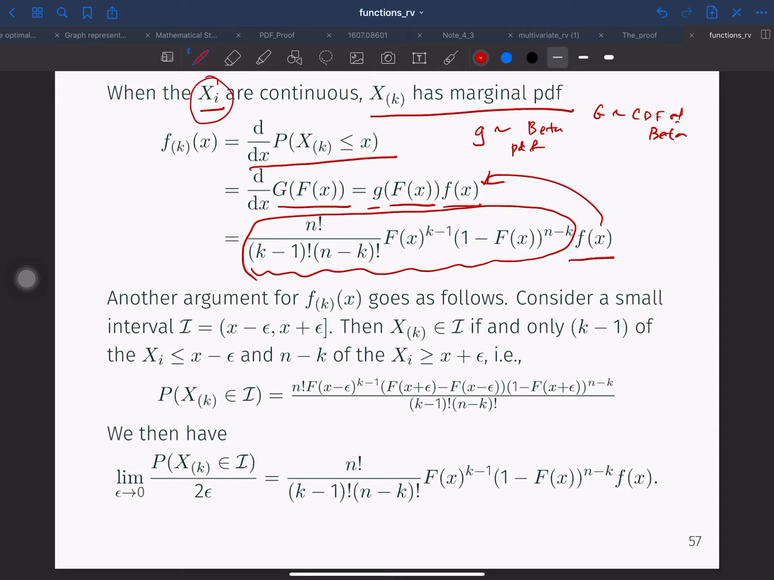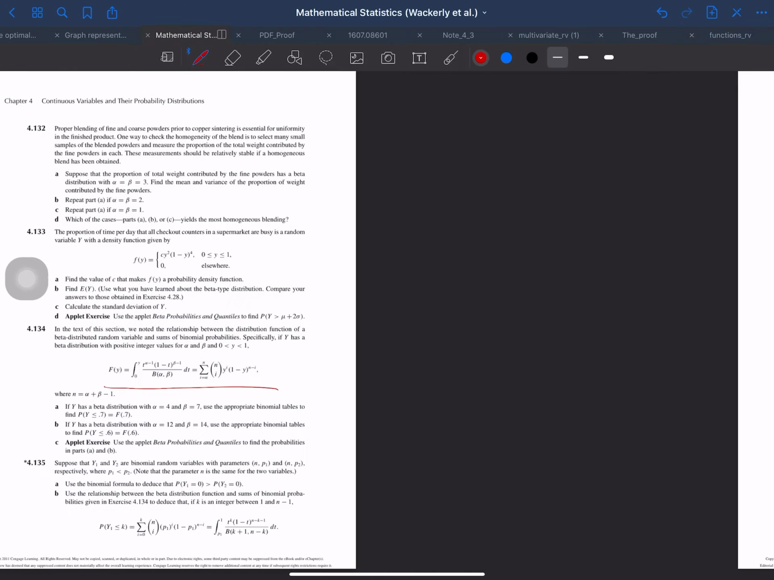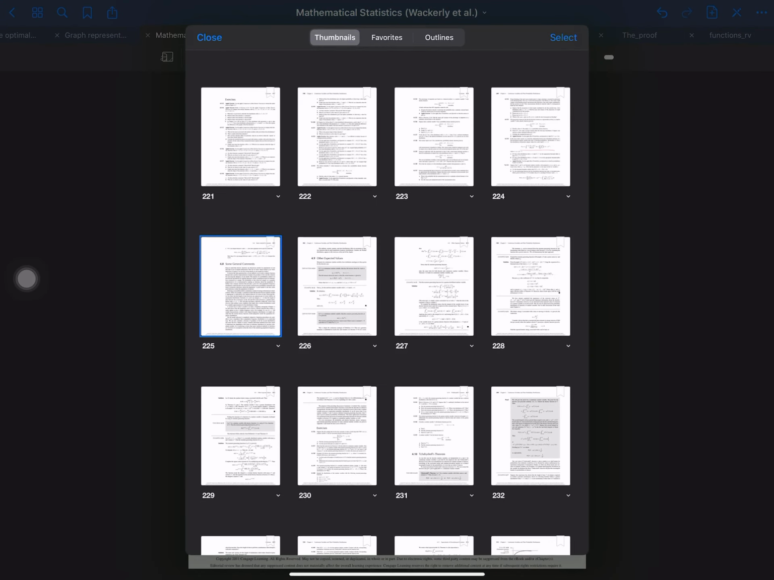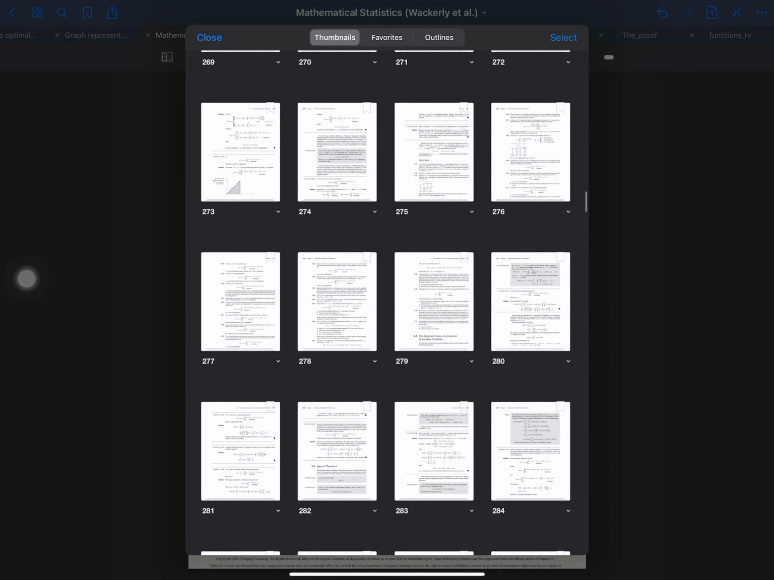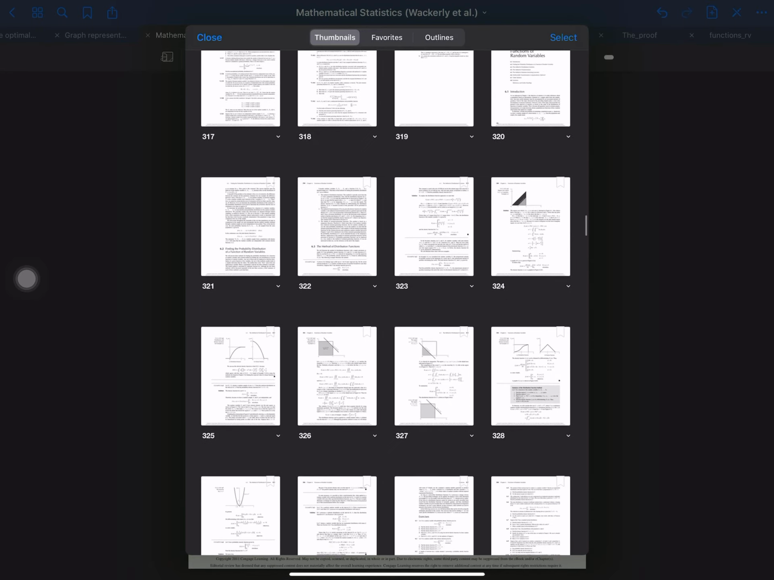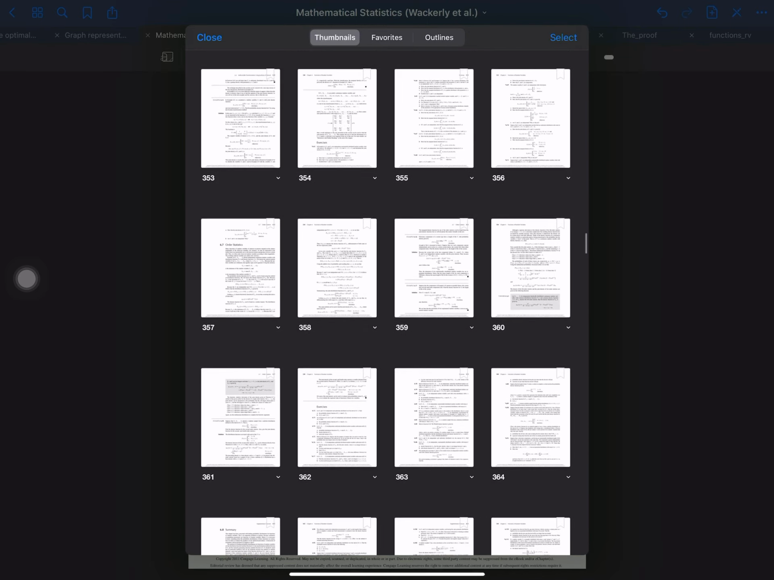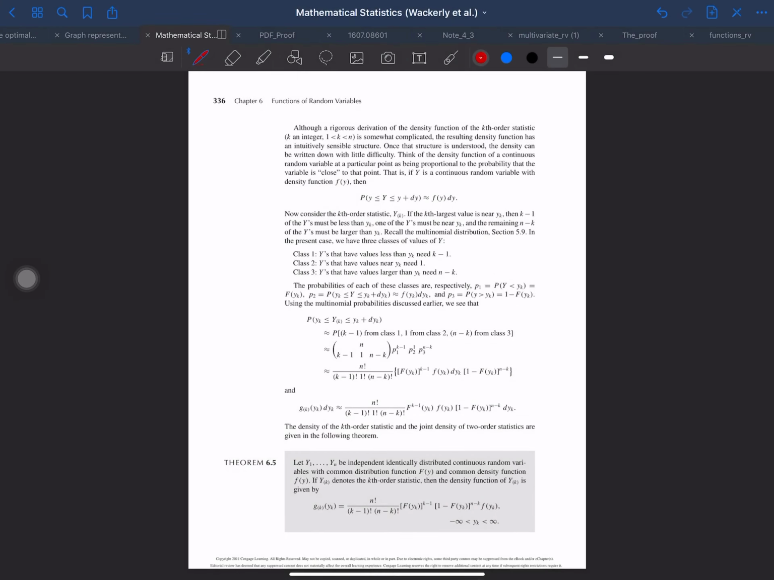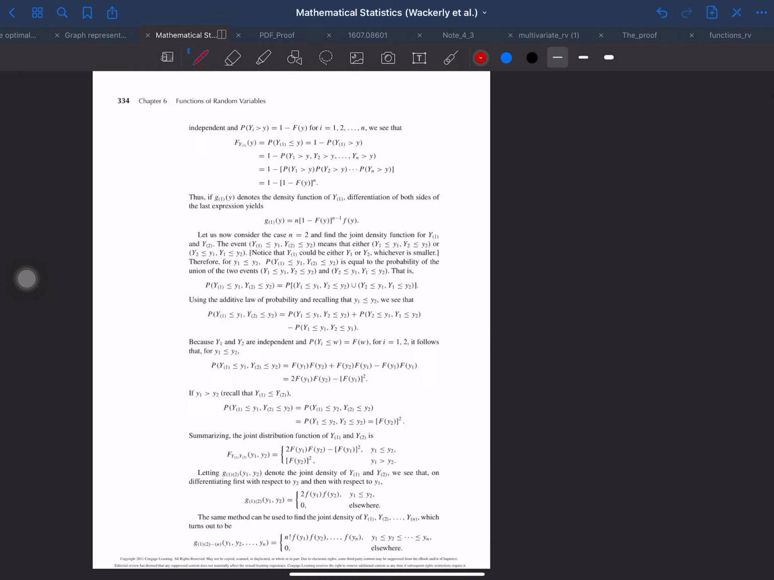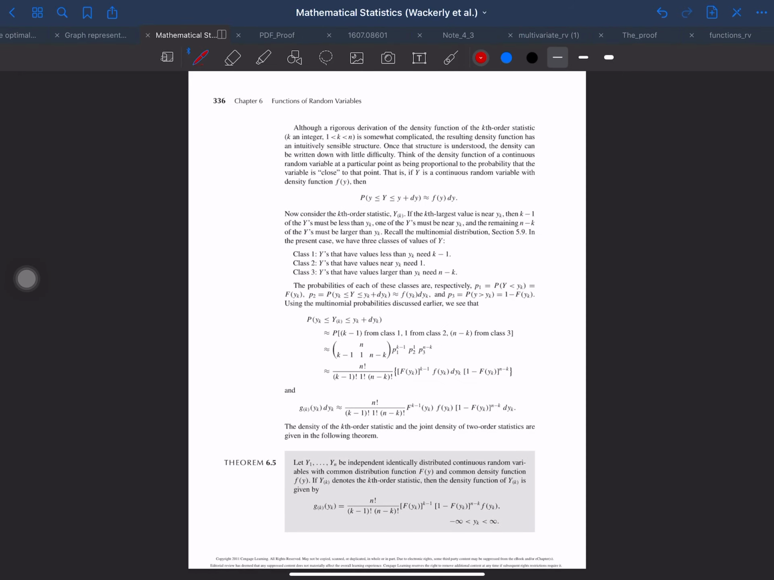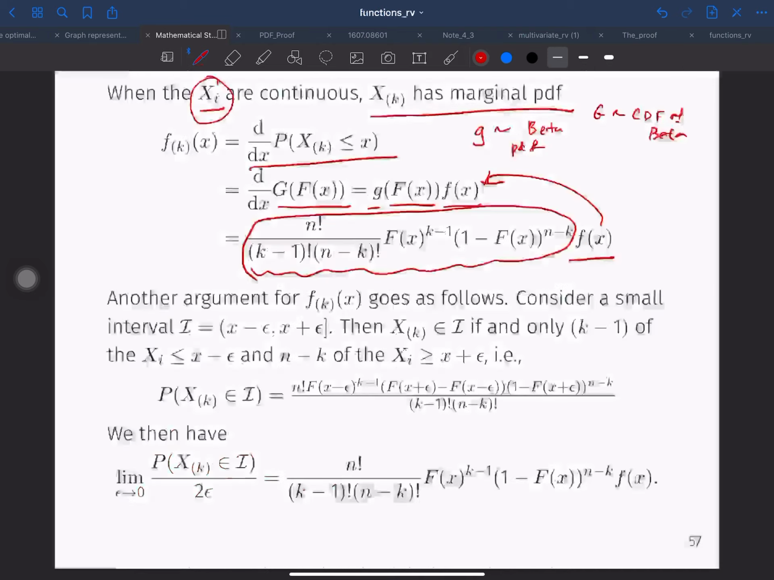So you can take a look. I think this is a theorem. Let me jump to this part of the textbook here. So that is Theorem 6.5 in your textbook. So let's go back. This is nothing more than Theorem 6.5 in your textbook.